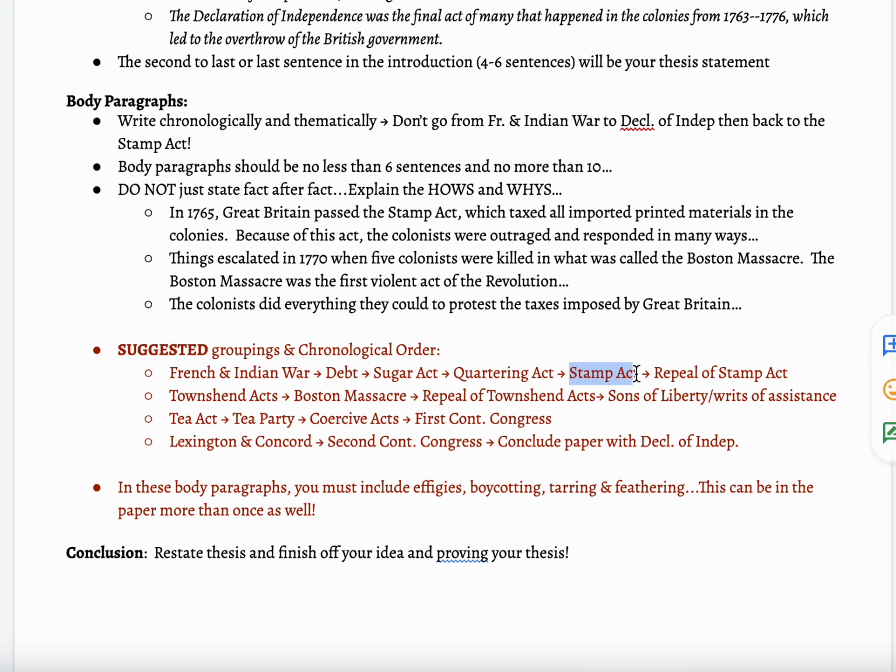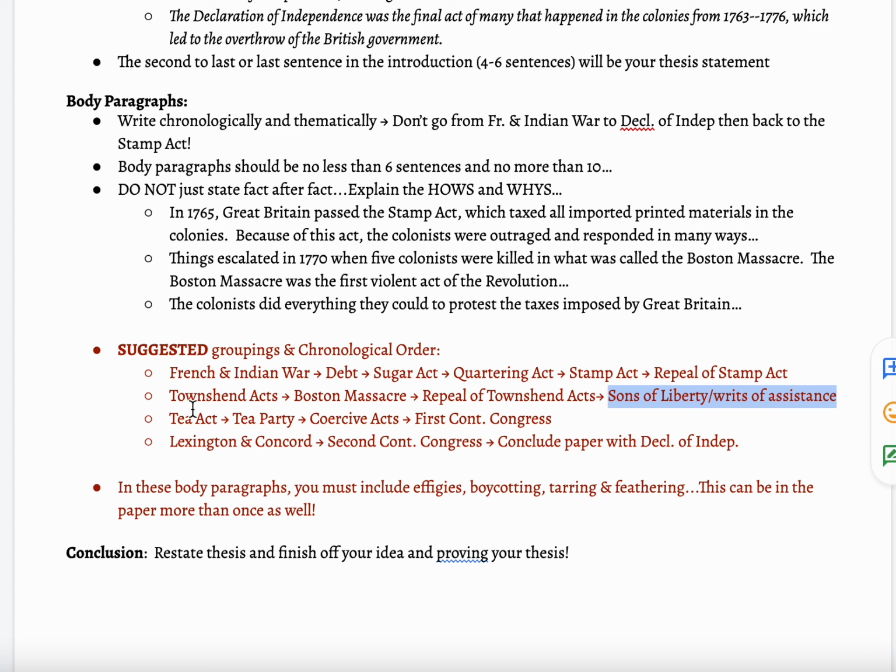Then you would tell me about the Stamp Act, and then you would tell me that it was repealed. You would tell me how the colonists responded to the Stamp Act. That was kind of a big deal. You would then talk about the Townshend Acts, the Boston Massacre, how the Townshend Acts were repealed, and the Sons of Liberty and the Writs of Assistance.